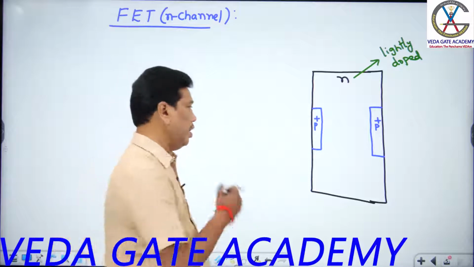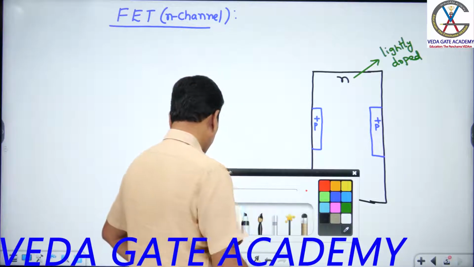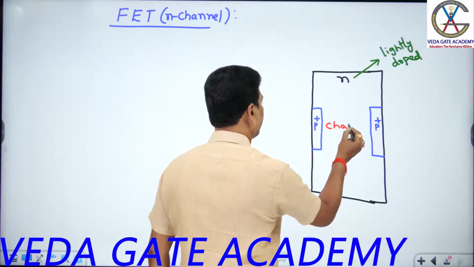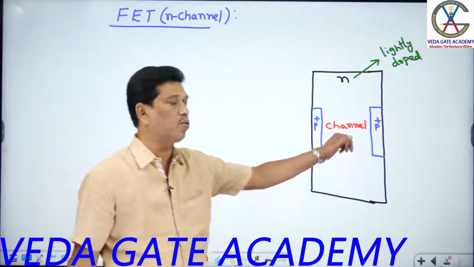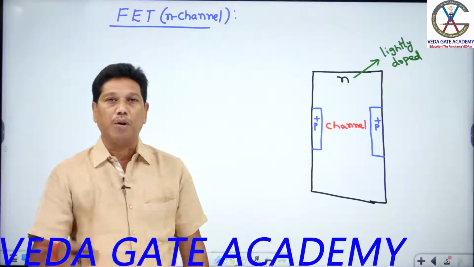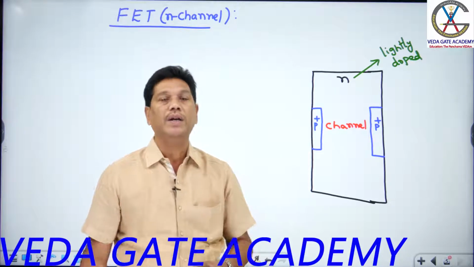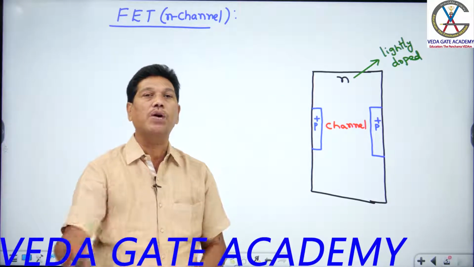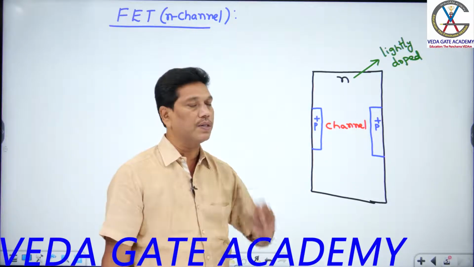Confirm my option. And one more thing, students, the space between these 2 p n junctions should be called a channel. The space between the 2 p n junctions should be called what? Channel. The width of this channel is very important for conductivity. Later, in the working, the width of this channel can be controlled by input voltage such that output conductivity can be controlled. Based on that, you can call the FET a voltage controlled device. Understood? So the space between these 2 p n junctions I call a channel.